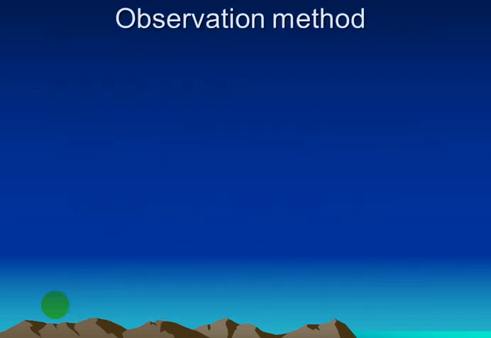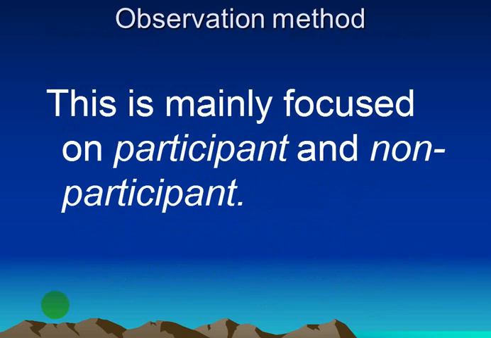There are two types of observation method. One is called participant observation, and the other is non-participant observation. You will see the explanation of each.